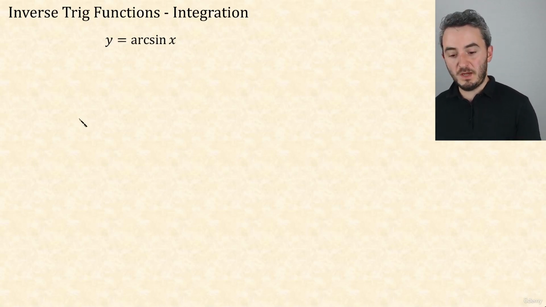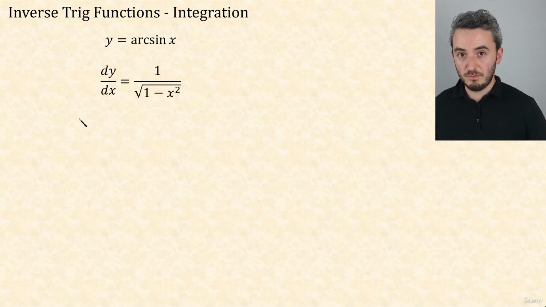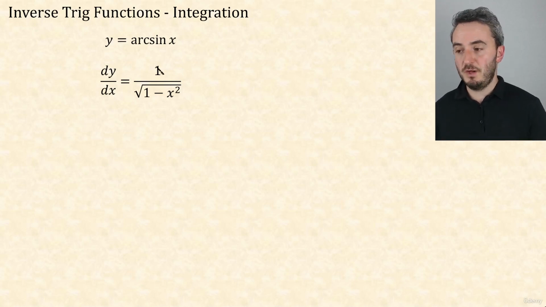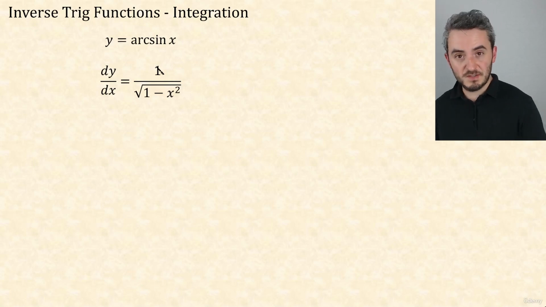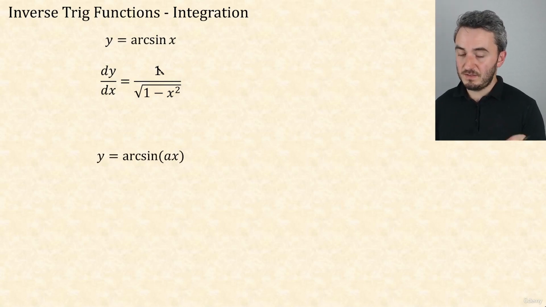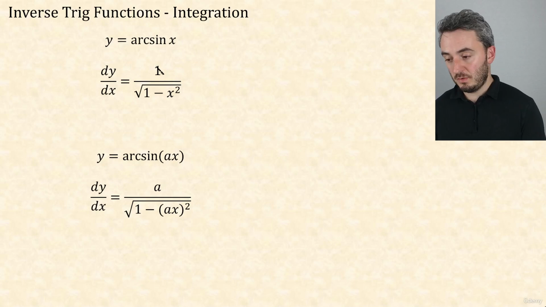So we've already learned that the derivative of arc sine x is 1 over root 1 minus x squared. So already we know that the integral of 1 over root 1 minus x squared is arc sine x plus c. We therefore know by the chain rule that if we have y equals arc sine of ax, that is going to differentiate to a over root 1 minus ax all squared. So again, we have something which integrates to arc sine ax.